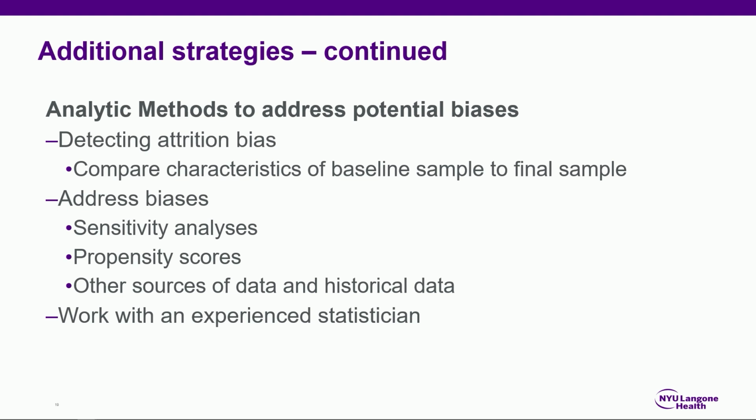And then from the analytics side, there are some strategies that you can use when there are missing data. First, how do you detect this? You can compare the baseline characteristics to the final sample characteristics to see if they're the same or similar. And then do sensitivity analyses, so if there's missing data, things like last outcome carried forward, initial response, propensity scores to match to see if they're similar between groups. And then again, triangulating with other sources of data and using historical data. And having a great statistician is key.